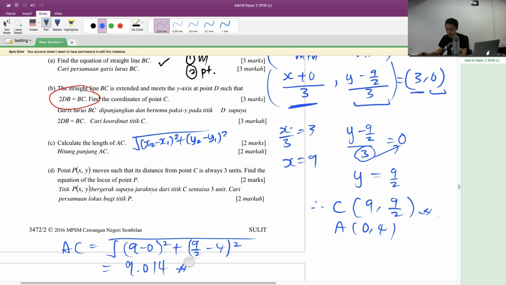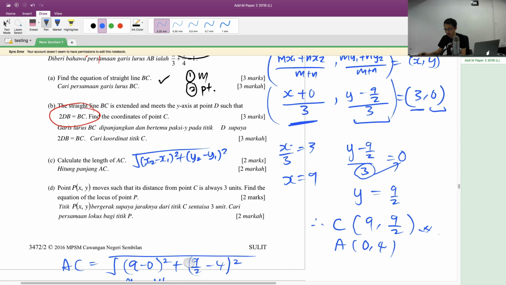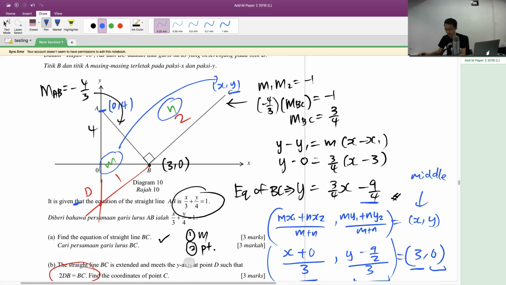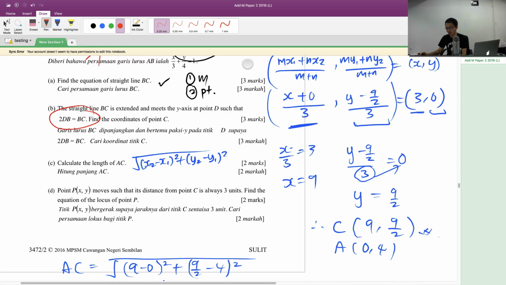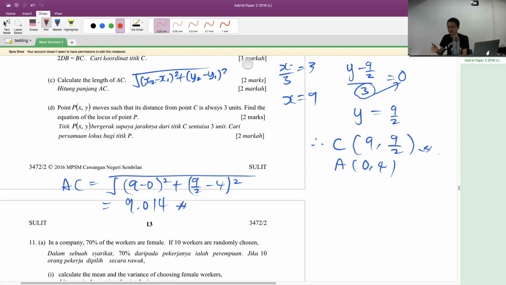And then the next one says point P moves such that the distance from point C is always 3 units. So C is over here. That means your locus P is always 3 units from C. So the distance here is always 3. The distance here is always 3. So your P is somewhere here, on the dotted circle here. You don't need to care so much. Whenever you see locus, you just imagine it's just the distance.